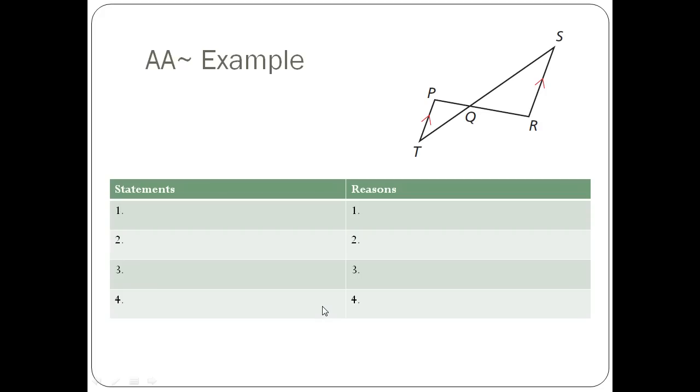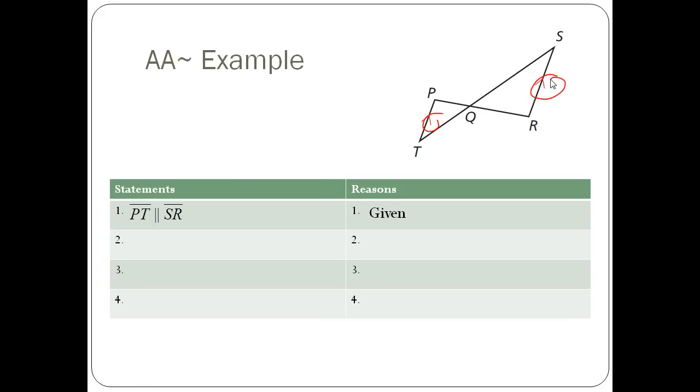So here's my little proof box. I'm going to take 4 steps to this. I'm going to start off with the only thing they really gave me other than the picture, and that's that PT is parallel to SR. I have those little double arrows there. Those little double arrows mean that those lines are parallel to each other. And that, of course, was given.